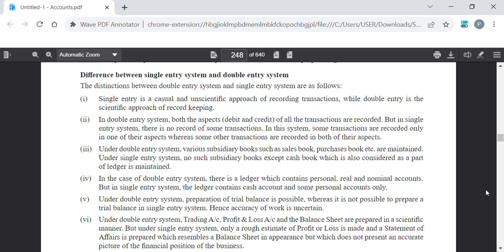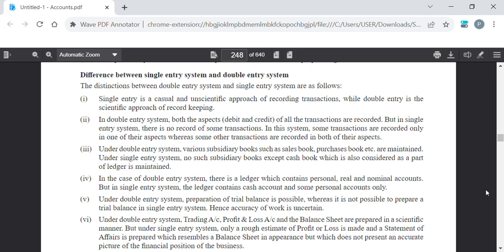In double entry system, both the aspects of all the transactions are recorded, but in single entry system, there is no record of some transactions. In this system, some transactions are recorded only in one of their aspects, whereas some other transactions are recorded in both of their aspects. In double entry system, both the aspects of all transactions are recorded. But in single entry system, there is no record of some transactions.